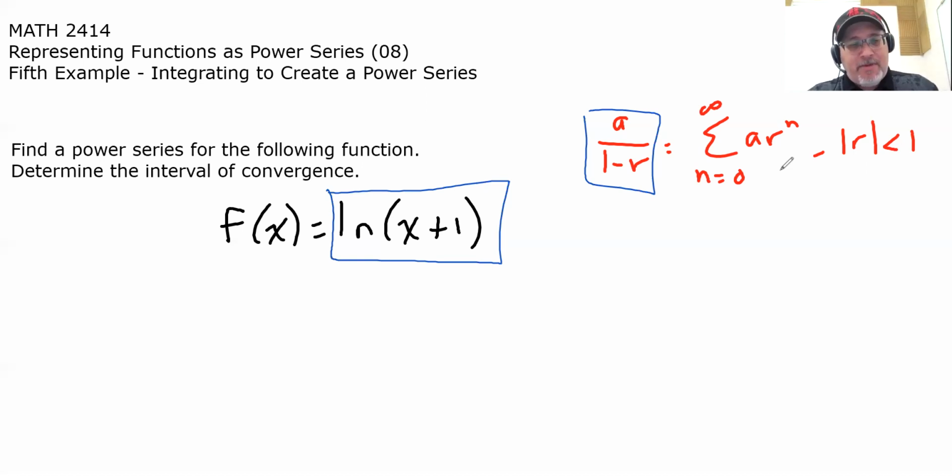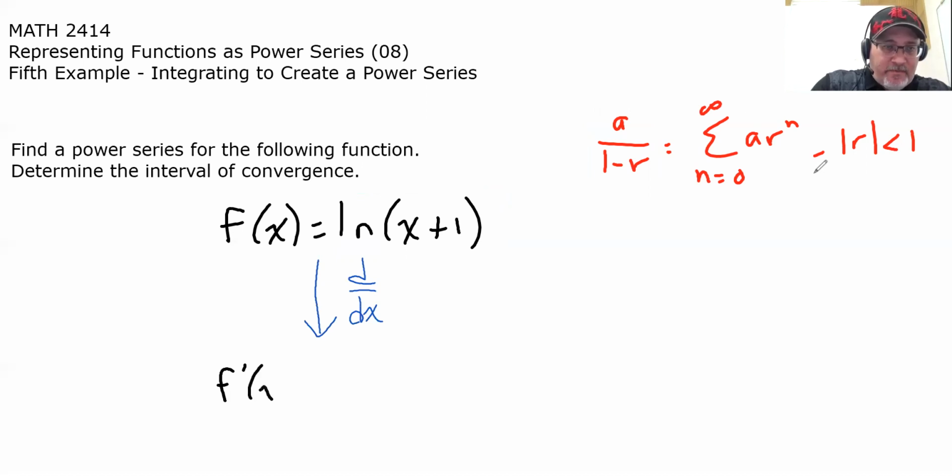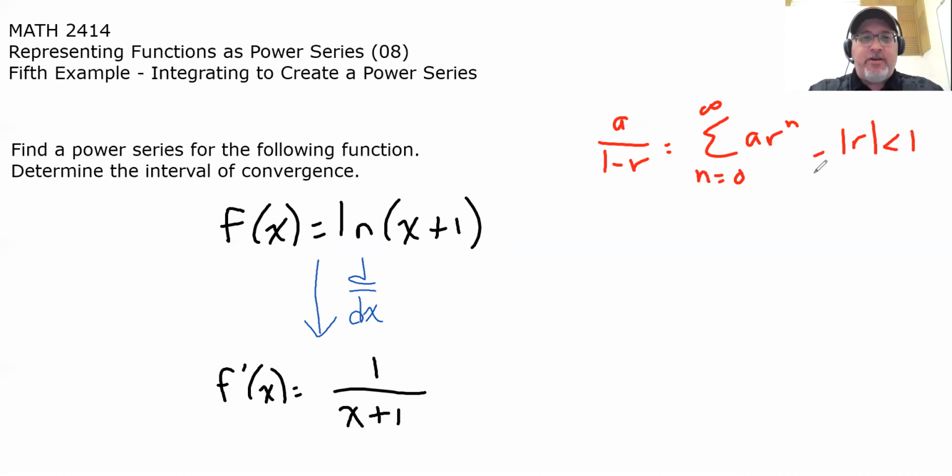Well, the first thing that comes to mind with me is if we differentiate this, if we take the derivative, so I'm going to draw a little arrow pointing down and say, let's take the derivative. Let's see what we would get. The derivative of this, f prime of x, will be 1 over the inside, so 1 over x plus 1, times the derivative of the inside, but the derivative of the inside is 1, so the derivative is done. And if you notice, the derivative has the correct structure. It is 1 plus x.